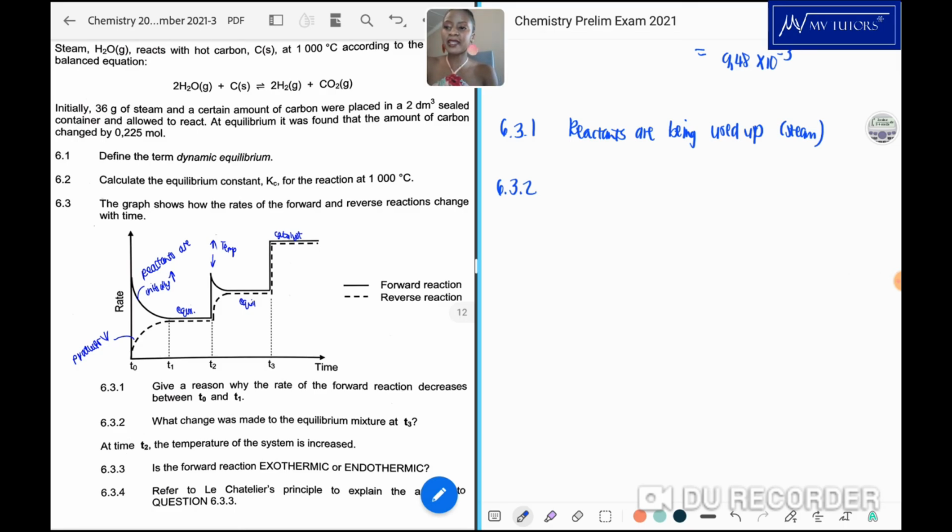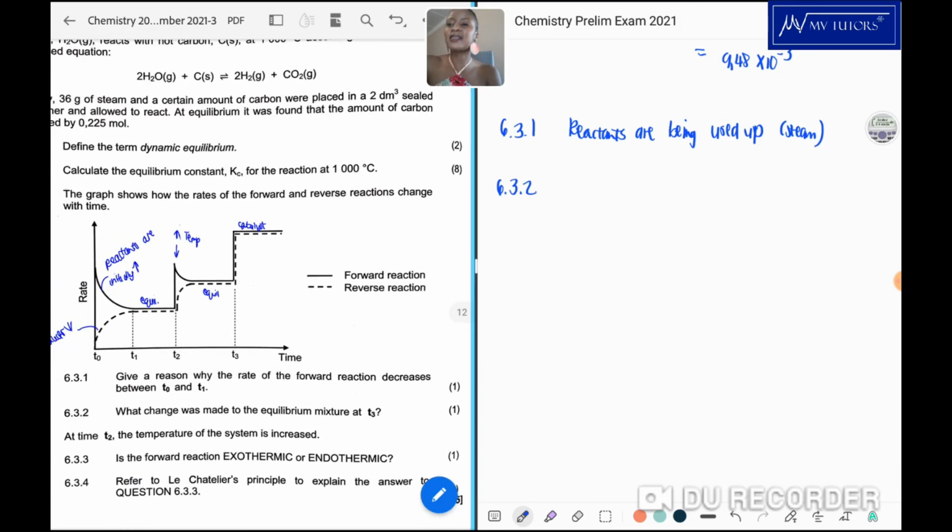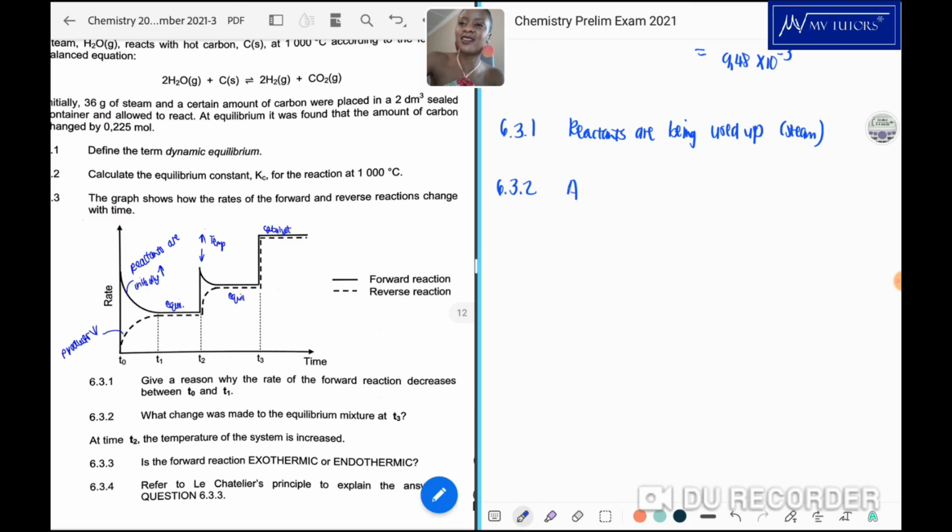What change was made to the equilibrium mixture at T3? Like we said, guys, we discussed it. A catalyst was added. It's 1 mark. So yes, they added a catalyst. And then 6.3.3. At time 2, the temperature of the system is increased. Yes, that's true. Please don't mind the bottom arrow here. I was just trying to indicate that at this point, the temperature is increased.